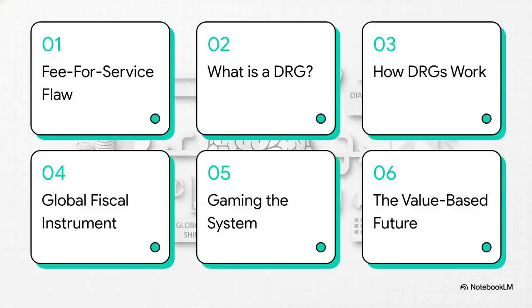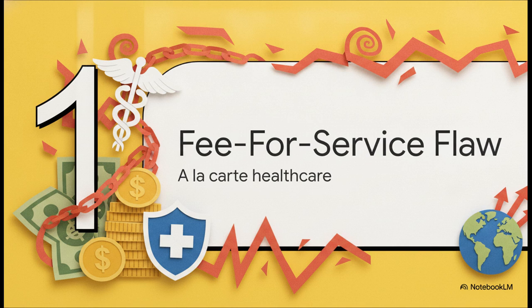Here's how we're going to break this all down today. We'll start with the fee-for-service flaw, then define what a DRG actually is, and look at how they work in practice. After that, we'll explore DRGs as a global fiscal instrument, touch on how people try to game the system, and wrap up with the value-based future. So let's jump right into part one, the fee-for-service flaw.